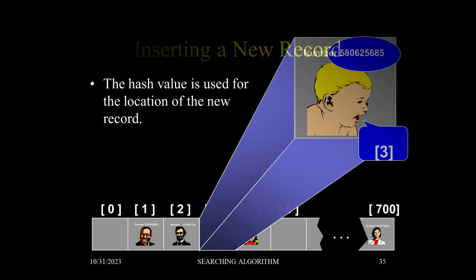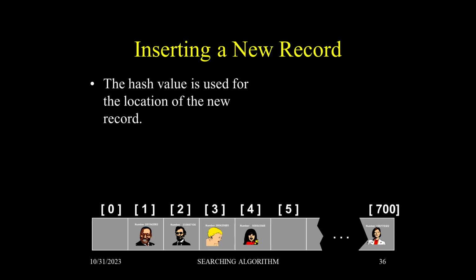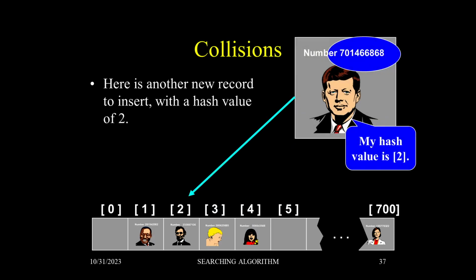You get it now? So this is the concept of indexing. The new record is inserted there. Similarly, suppose I want to put something like a personal index number 701. When I take this modulo 701, it comes to 2. So here is another new record to insert, which has a hash value, but it has a collision.